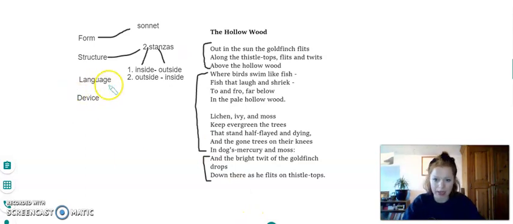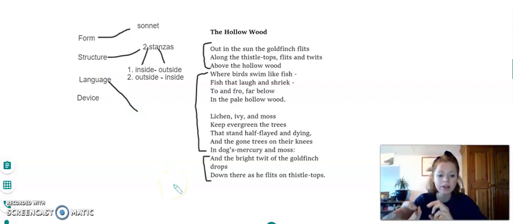Language. Can anyone pick up on any particular words that are being used, or any particular kind of language the poet's using? Yeah, so we have a lot of specific nature words like lichen, ivy, moss, dog's mercury. So we're getting a very particular idea of this place.